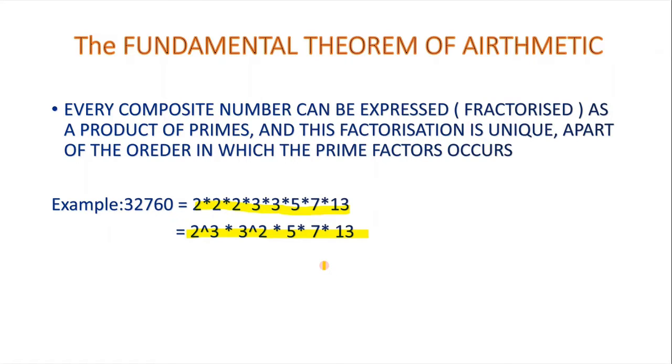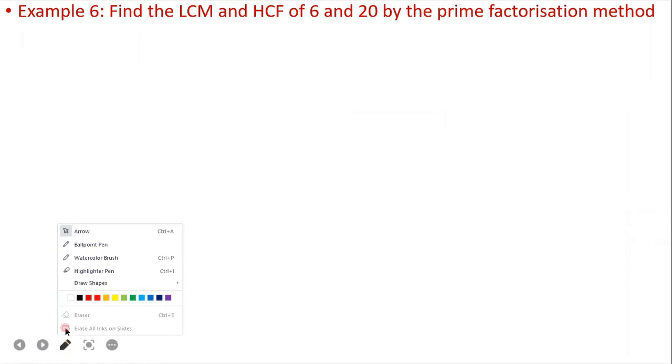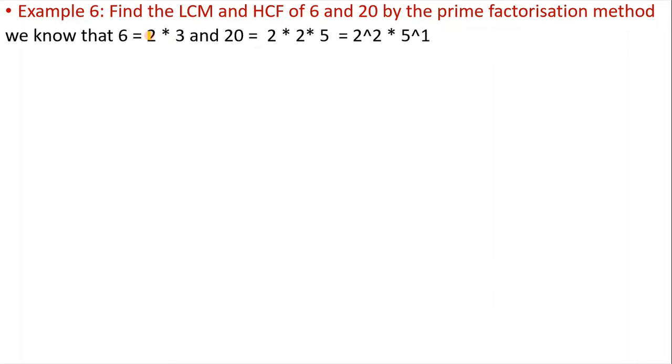Let us see some more examples to understand the concept better. Example 6. Find the LCM and HCF of 6 and 20 by the prime factorization method. First we have to find the prime factorization for 6 and 20. We know that the prime factors for 6 are 2 into 3, and the prime factors for 20 are 2 power 2 into 5 power 1.